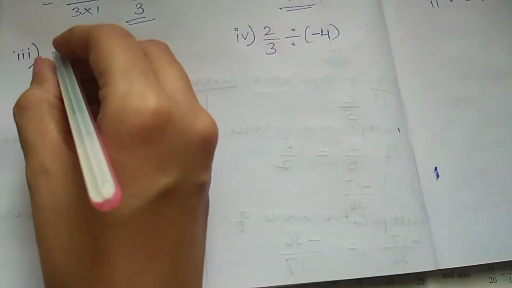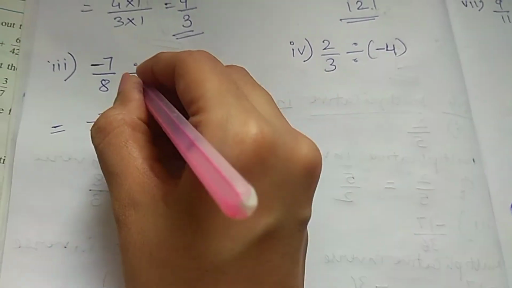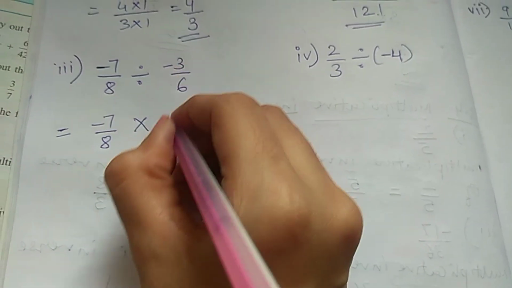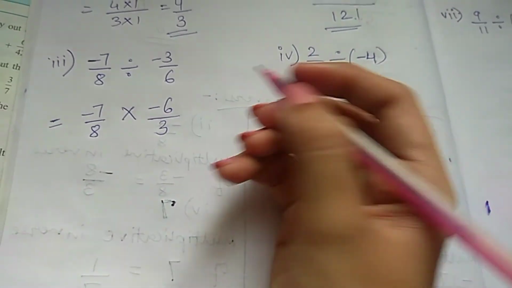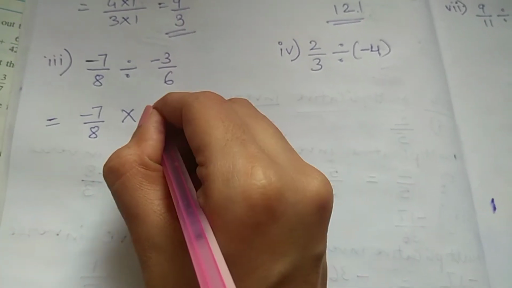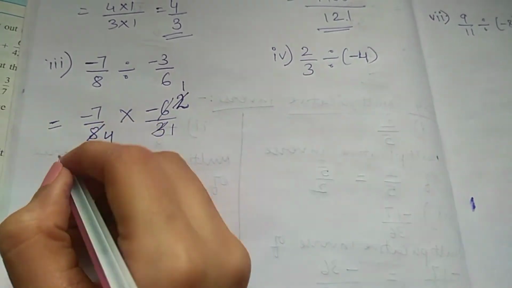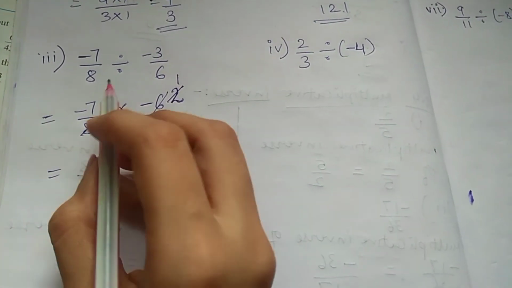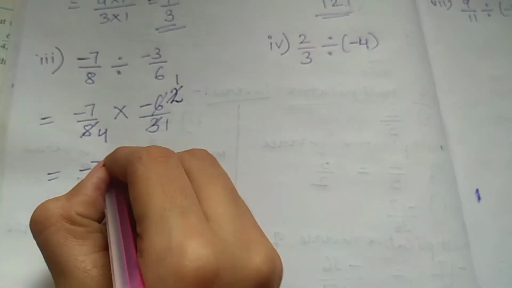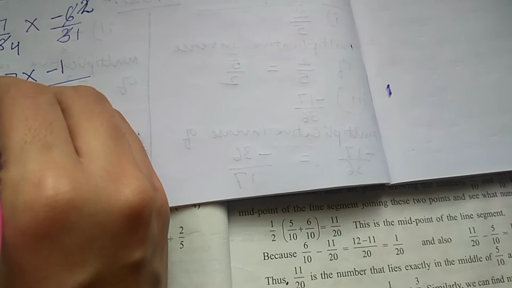Third sum, minus 7 by 8 divided by minus 3 by 6. First rational number as it is, this changes to multiplication, and this will change to minus 6 by 3. This can be reduced, minus 2. Again, 2 1s are 2, 2 4s are 8. So in the numerator, minus 7 into minus 1 upon 4 into 1. So the final answer is 7 ones are 7, minus minus plus, 4 ones are 4.